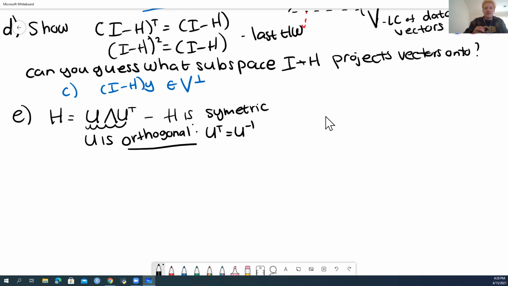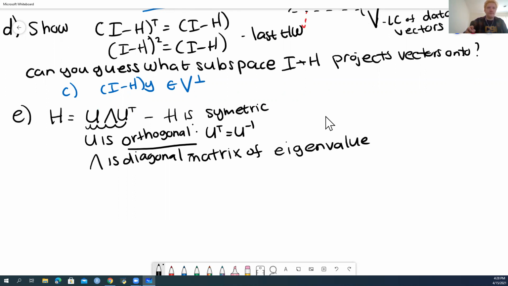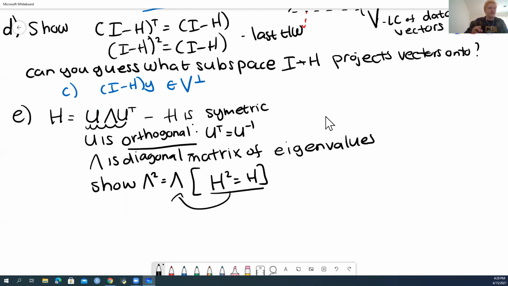And then lambda is diagonal. So lambda is actually the diagonal matrix of eigenvalues. And they want you to show lambda squared is equal to lambda. I won't do this, but obviously you can say that h squared is equal to h, and it should be a very natural progression from this to this, if you remember this fact. So this is the key part, and those two things, you should be able to get it very quickly.